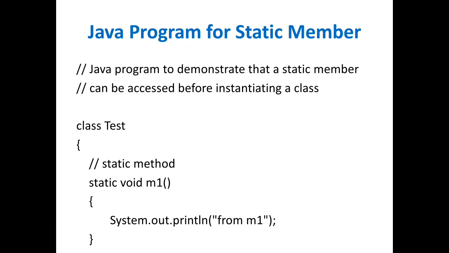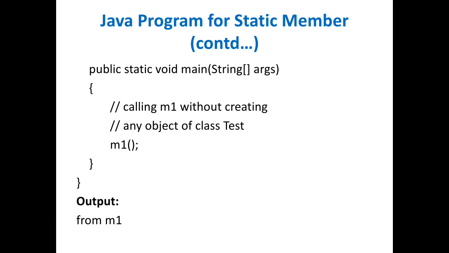Next one is a Java program for static member. Here we are going to demonstrate that a static member can be accessed before you instantiate a class. So here Test is the class and M1 method is the static method. This method will print from M1. Next we have the main method. Here we are going to call M1 without creating the object of class Test. So M1 method is called.